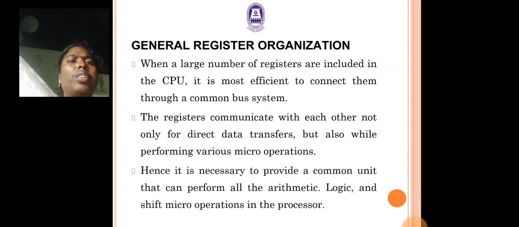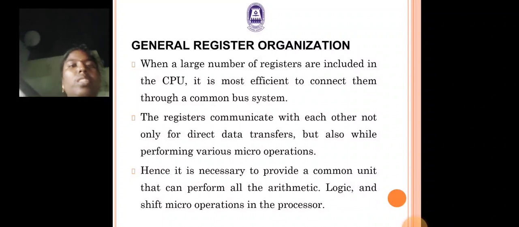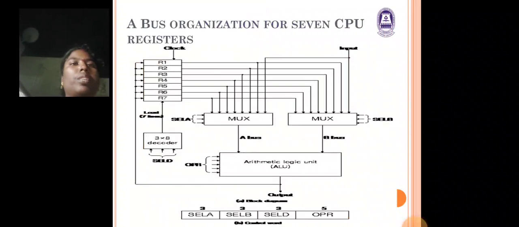The registers communicate with each other not only for direct data transfer but also while performing various micro operations. Micro operations are addition, subtraction, logical, and shift operations. Hence it is necessary to provide a common unit that can perform all the arithmetic, logic, and shift micro operations in the processor. This is the diagram of general register organization and how the registers communicate through the bus.